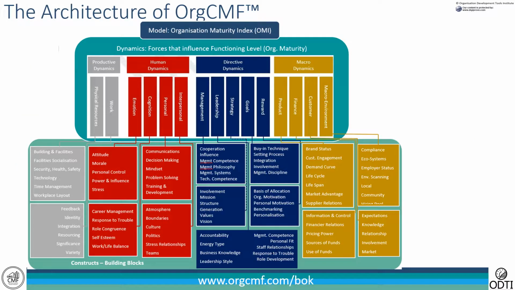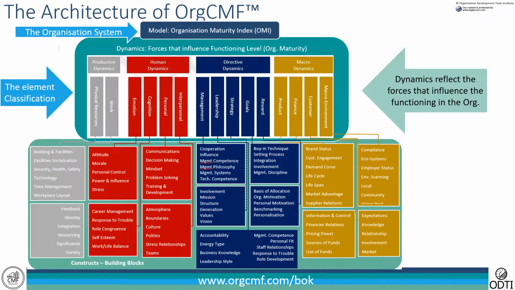Let's look at the architecture of the Organization Capability Maturity Framework. For the organization overall, we titled the model the Organization Maturity Index. We classify the elements of the system into meaningful groups of related elements. We call these group classifications dynamics. Dynamics reflect the forces that influence the organization functioning and learning level, which we call the maturity level.